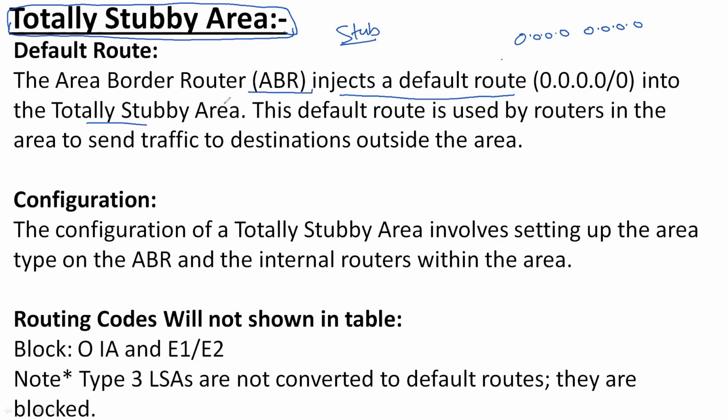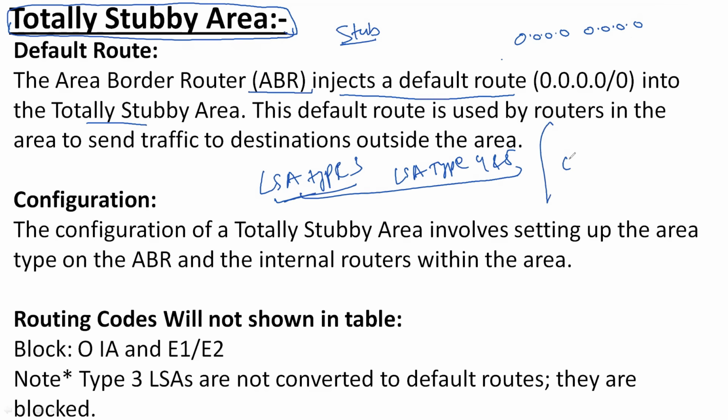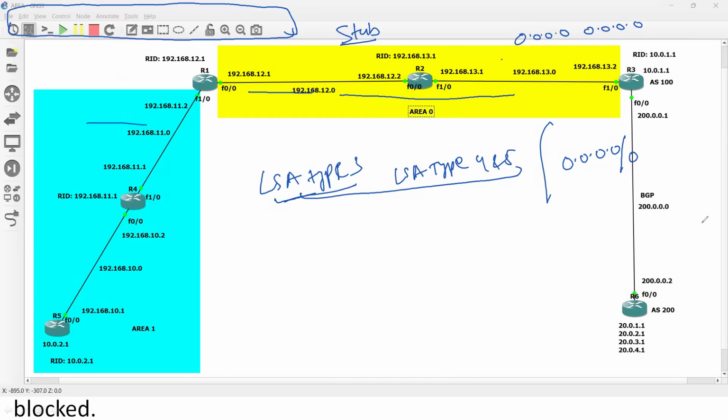Basically, it is going to block the LSA type 3, and also LSA type 4 and 5. So these three LSAs will be blocked by the totally stub area and converted to the default route 0.0.0.0/0. So let me explain via a diagram.